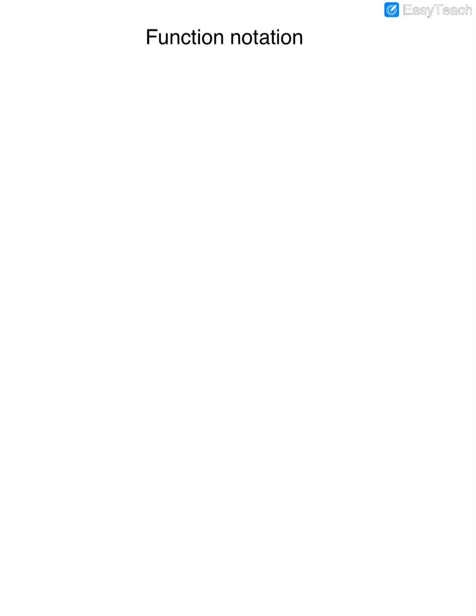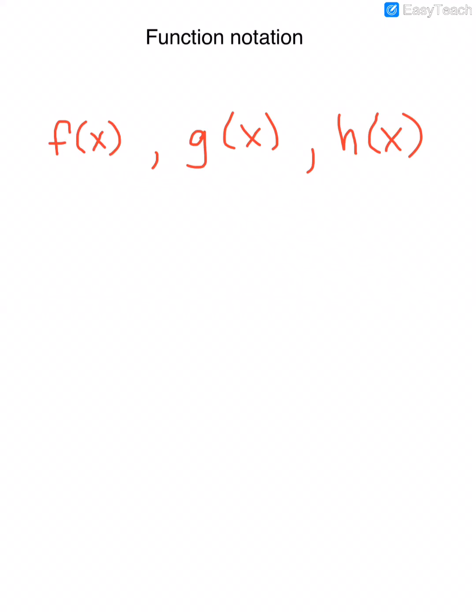Function notation is a way to name an algebraic expression. The most common names that are given to expressions in math look like this. This is one. This is another common one. This is another common one. And the way that we read this is not f times x or f parentheses x. This is f of x, g of x, and h of x.